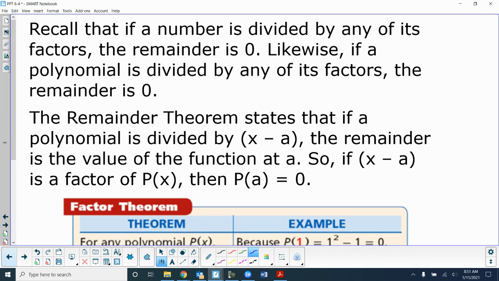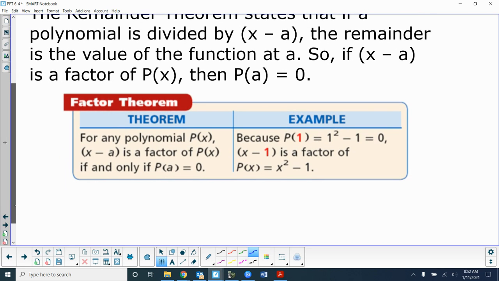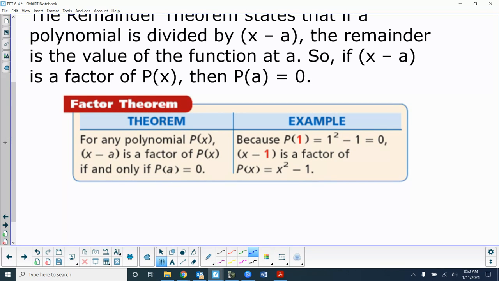Likewise, if a polynomial is divided by any of its factors, the remainder is 0. Okay? The remainder theorem states that if a polynomial is divided by x minus a binomial, the remainder is the value of the function at a. So if x minus a, this binomial, is a factor of this polynomial, then p of a would be 0. Okay? All right? Since p of 1 is 0 for this problem, that means x minus 1 is a factor.